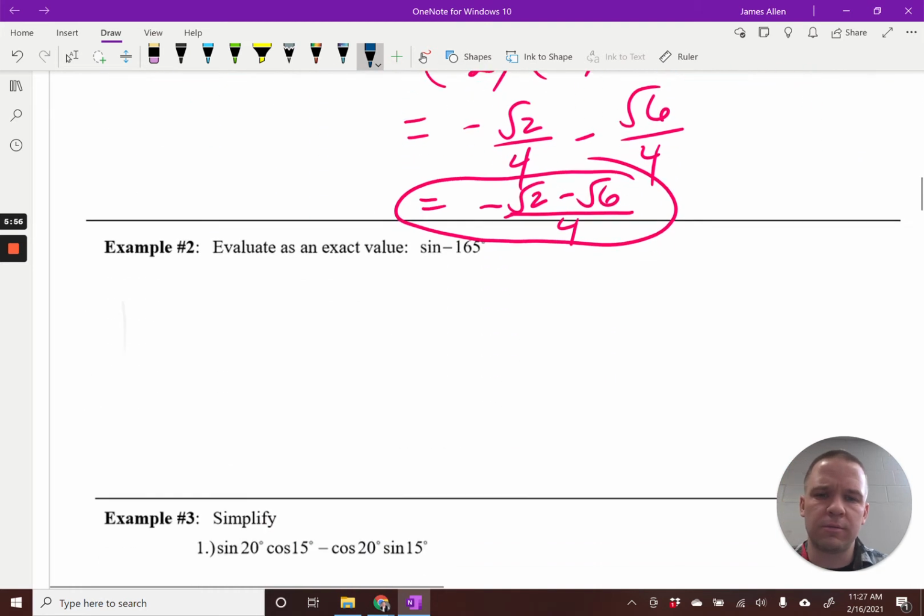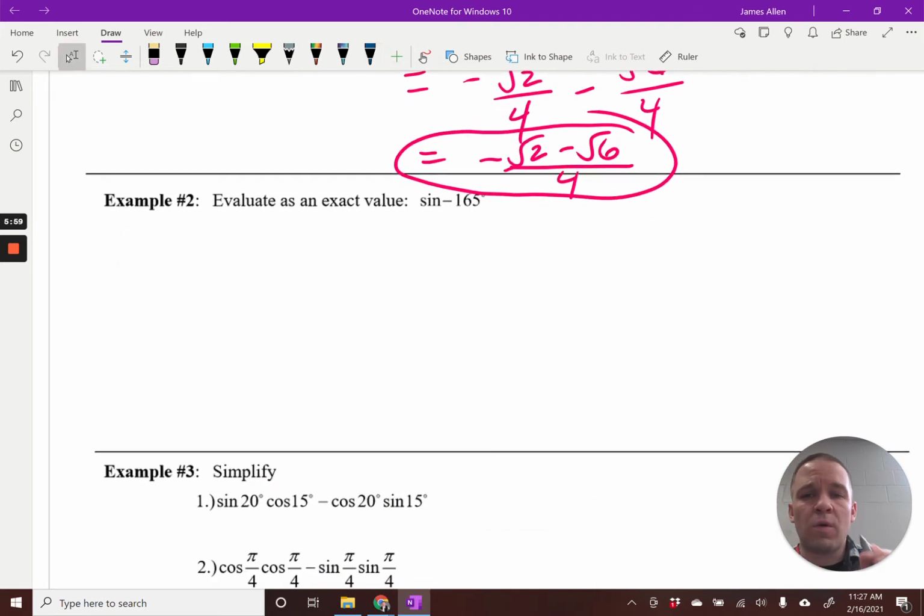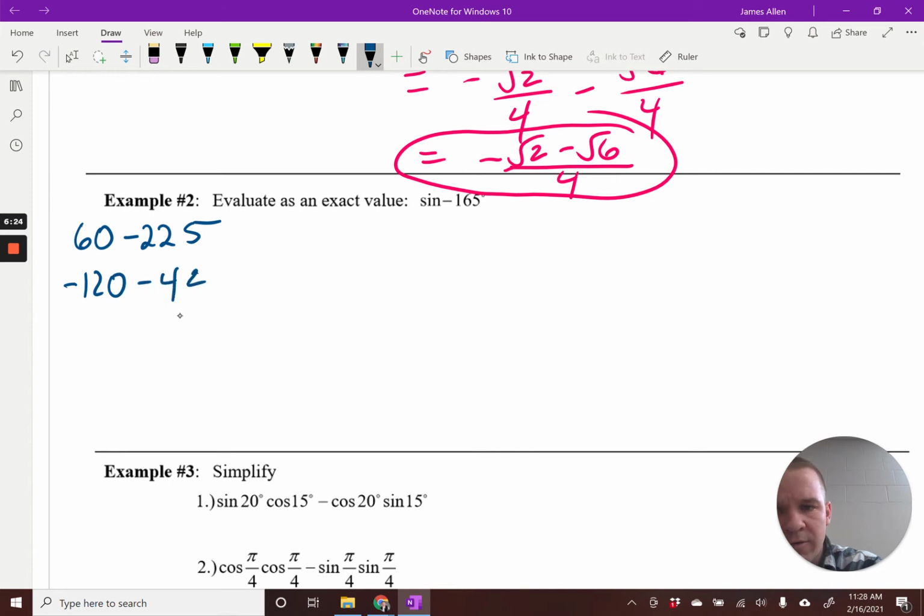I'll go blue on this one. So now I have evaluate as an exact value sine of negative 165. So negative 165. Okay, two numbers that either add or subtract to negative 165. So let's see here. I could do like 60 minus 225. That could work. I could do negative 120 and minus 45, not 44. Okay. So either one of those would be fine. I'm going to go with the first one here. Let's do it.